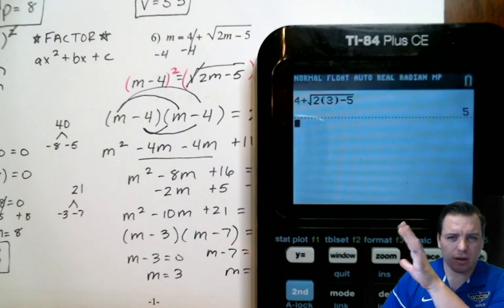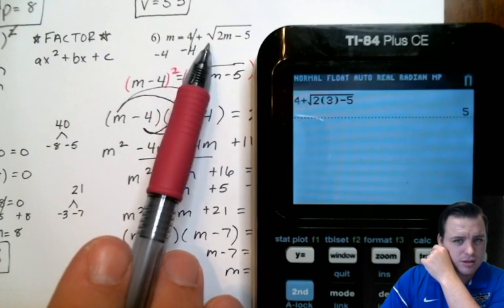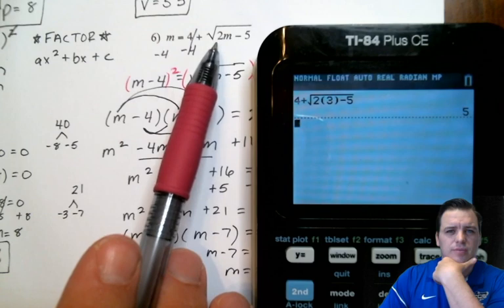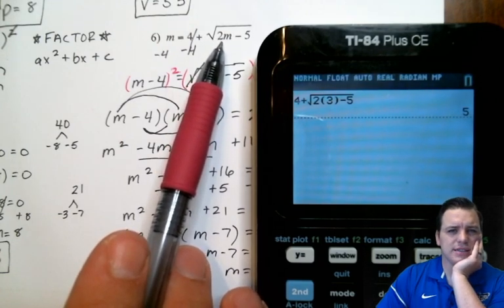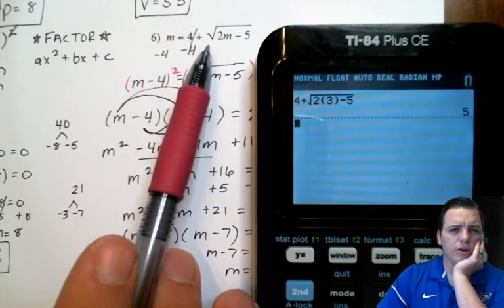So it should be 3 equals 4 plus radical 2 times 3 minus 5. So now let's think about what this in here is doing. 2 times 3 is 6. 6 minus 5 is 1. The square root of 1 is 1. 4 plus 1 is 5.